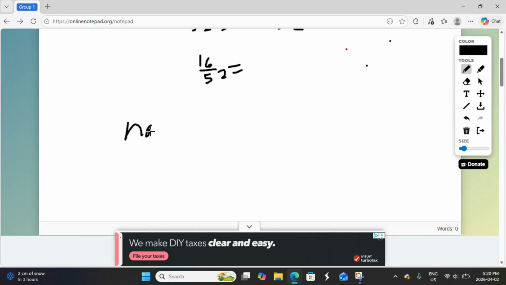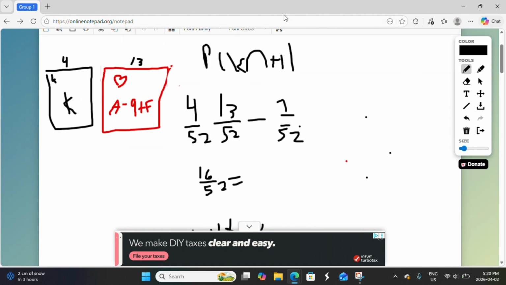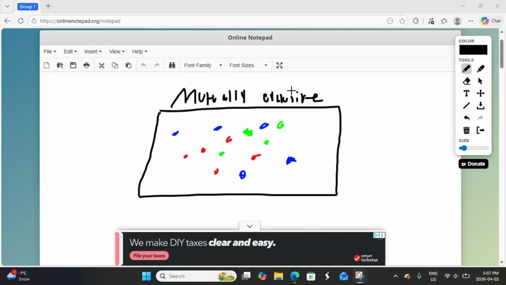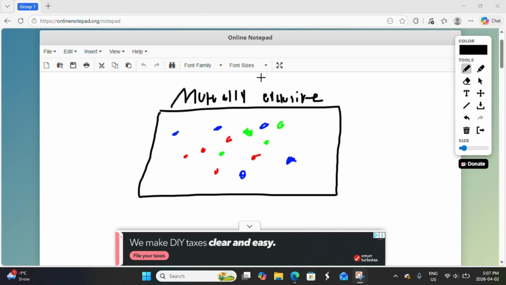I'm having a hard time here, but this is basically for non-mutually exclusive events. Okay, so the audio actually cut out for this one, but this is how to find the probability of mutually exclusive events. So as we can see, we have 5 blue marbles, let's say 4 green marbles, and 5 red ones in this container.